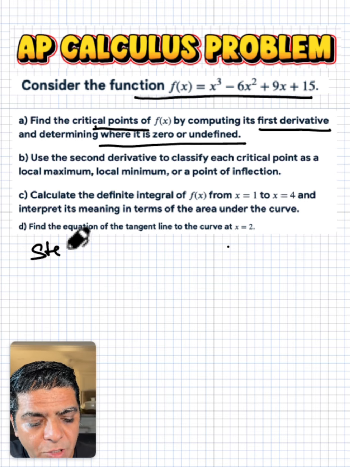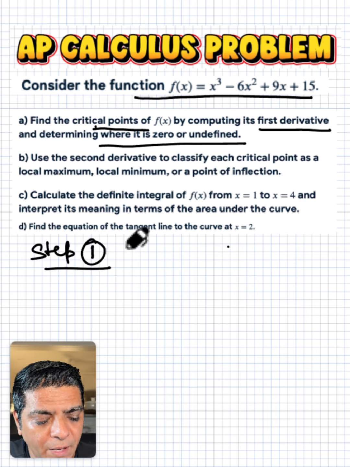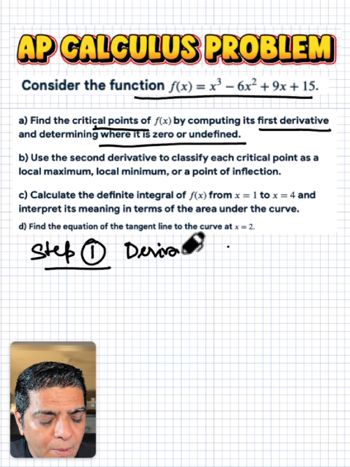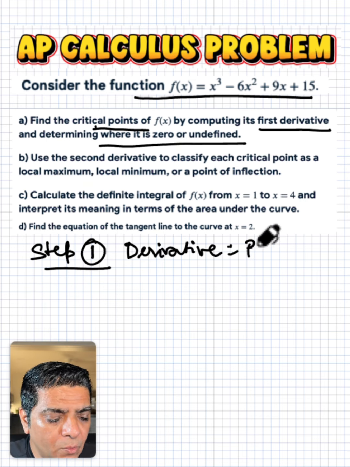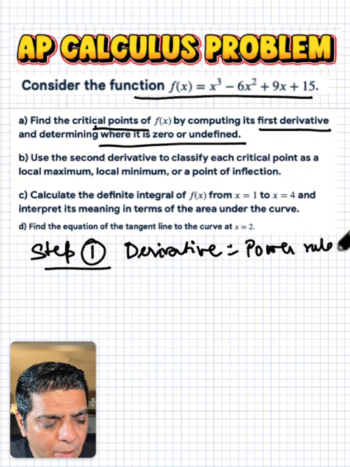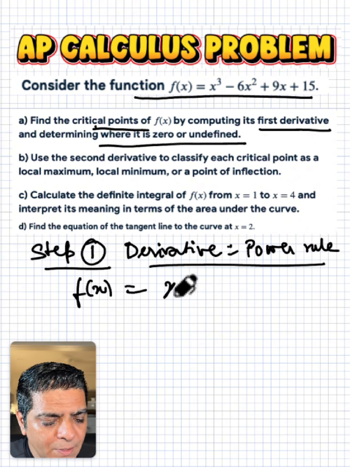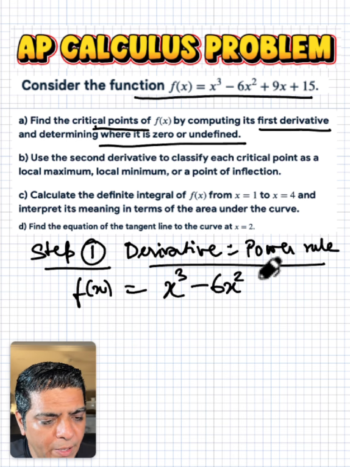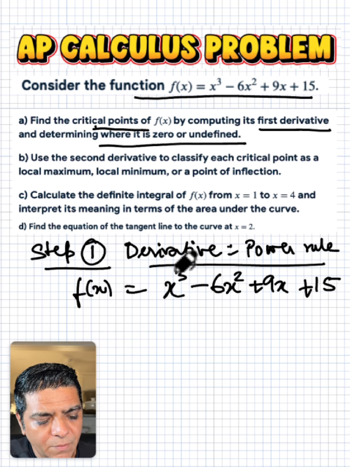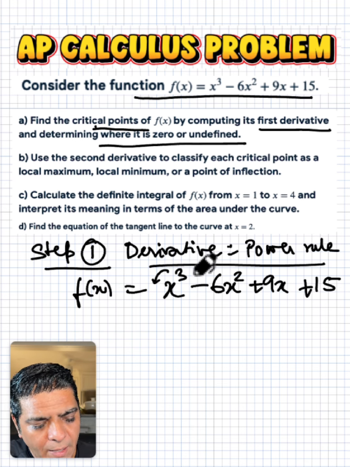Okay, so the first step that we are going to do is find the derivative using the power rule. So let's go ahead and write our function down. Our function is x cubed minus 6x squared plus 9x plus 15. So the power rule is, we take the exponent, we bring it to the front, and then subtract 1.